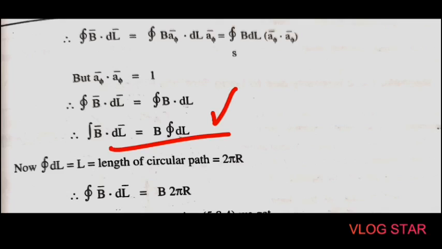So we know that this differential length is nothing but the total length, that is the length of the circular path, and here we have denoted this circular path using r. So we can directly take the circumference of this circle, that is equal to 2 pi r. So we can write the left hand side again as it is: line integral of B bar dot dl bar, where the value of B is the same, and the line integral of dl bar is equal to 2 pi r.